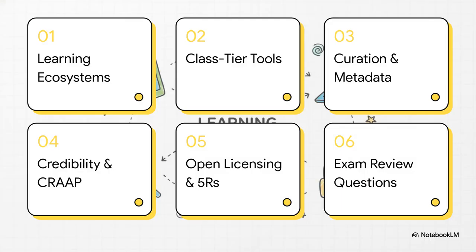Here is our roadmap for today. We'll start macro with digital learning ecosystems, zoom into interactive class tier tools, and then tackle curation and metadata standards. After that, we'll hit information credibility with the CRAAP test, unpack open licensing and the 5 Rs, and cap it all off with some rapid-fire ICT exam review questions to really lock it in.